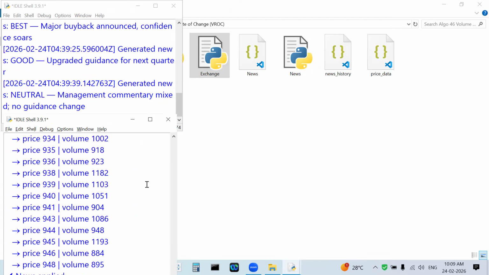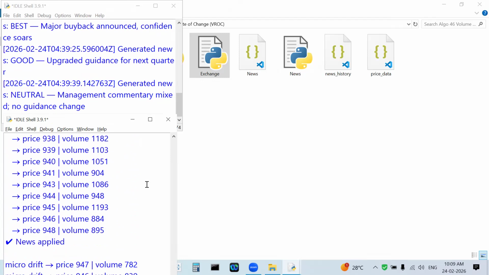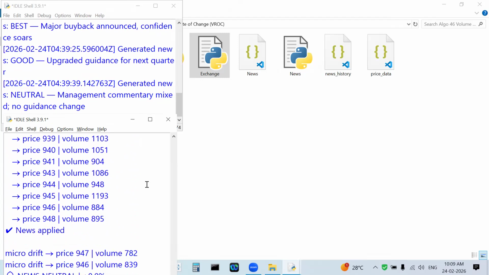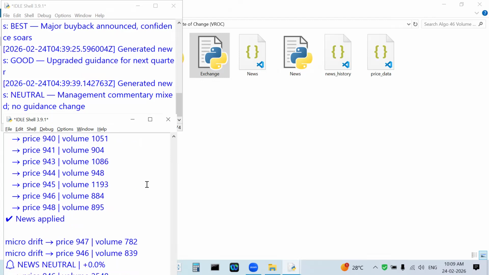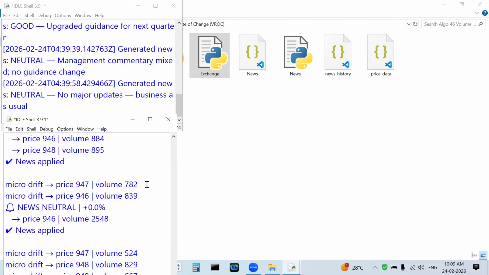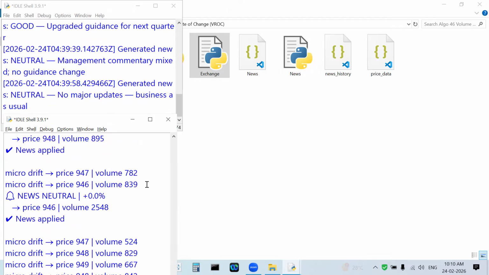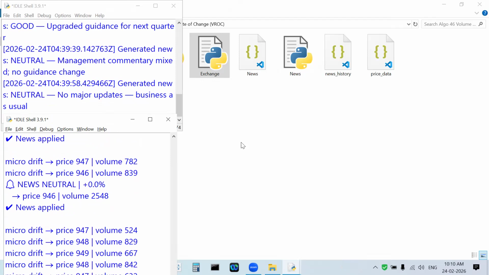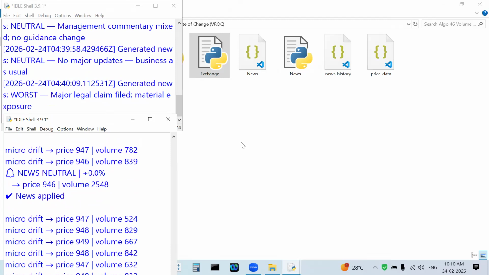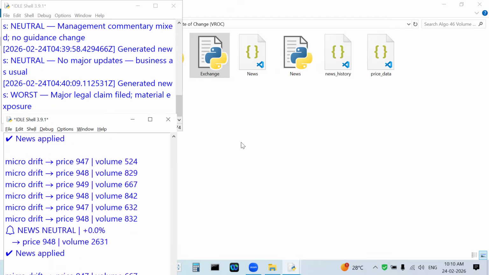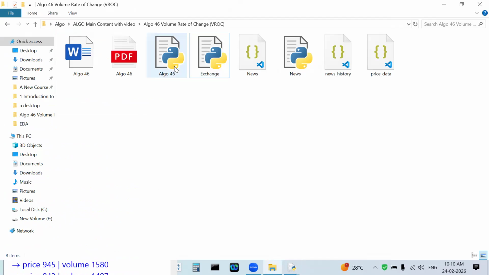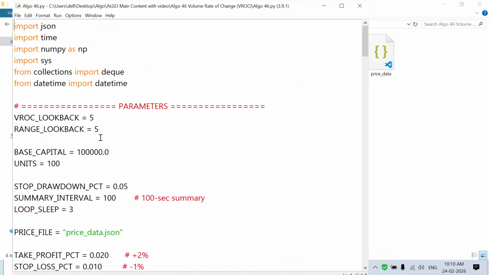Okay, so neutral news has come now, and based on the neutral news, there is a small drift in the price. Volume also decreases. Now this setup is being done in a simulation environment in a way that it actually shows the market behavior with the price flow. Now I'm going to change the algo pattern based on this volume change. So I am starting my algo VROC, and this is going to trade based on the things which we have decided.